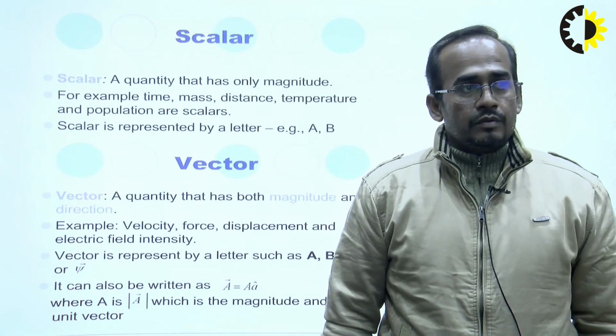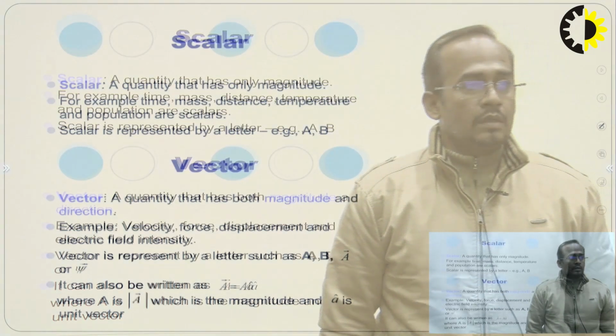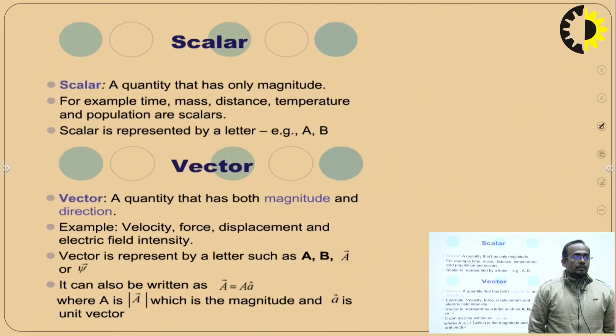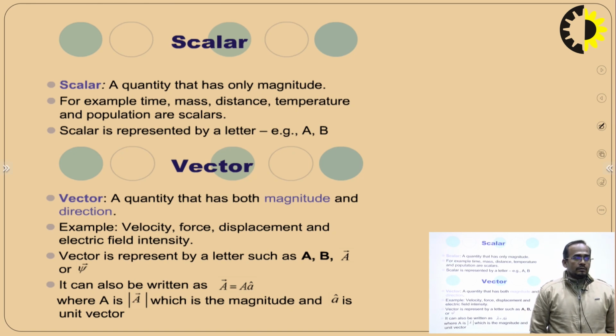So first of all, what is a vector and what is a scalar? A scalar is a quantity that has only magnitude. For example, time, mass, distance, temperature and population.